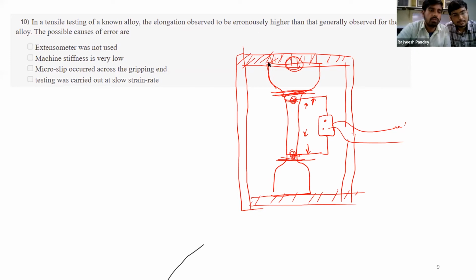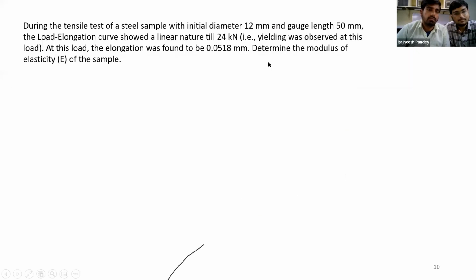Okay, so let's go to the next question. This is a numerical problem, so let's solve this. During the tensile test of a steel sample with an initial diameter of 12 mm and gauge length of 50 mm, the load versus elongation curve showed linear nature till 24 kilonewton. Yielding was observed at this load. At this load, the elongation was found to be 0.0518 mm. Determine the modulus of elasticity of the sample.